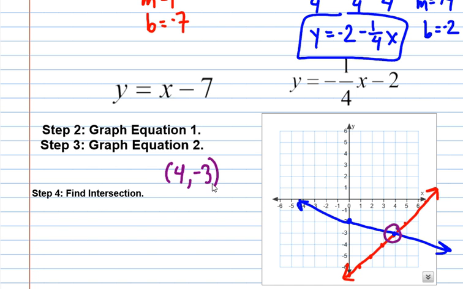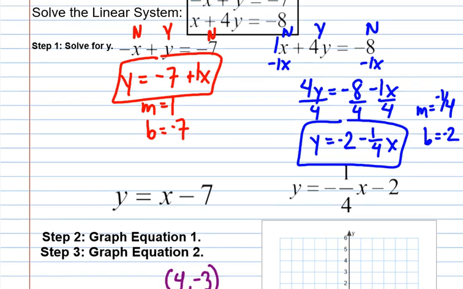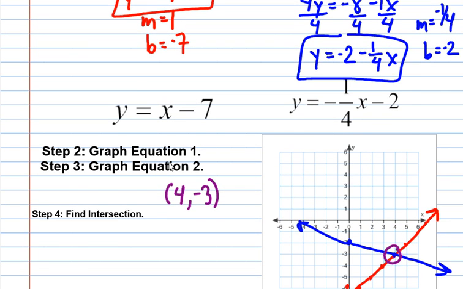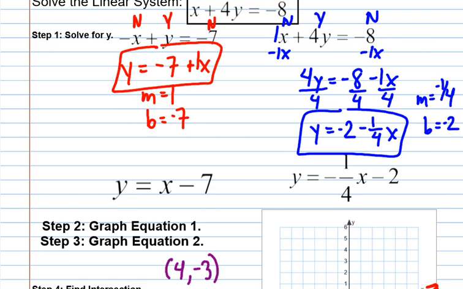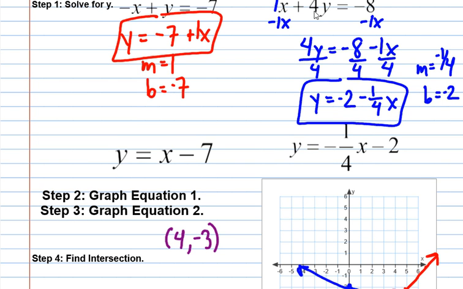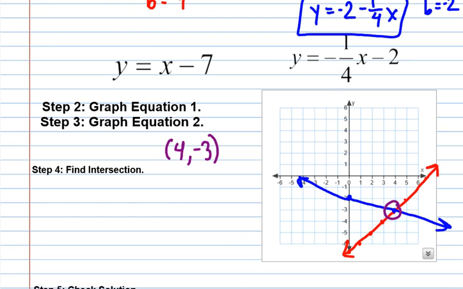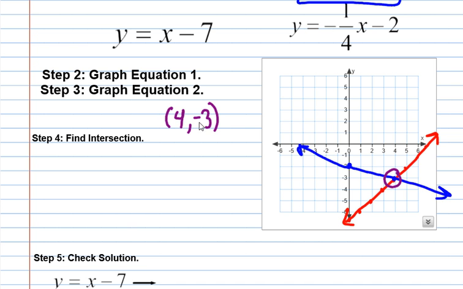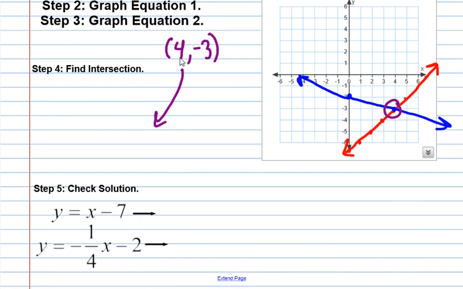Now we need to check our work. If I put 4 in for x and negative 3 in for y in the equations, it should make both of them true. You can either put them into the original equations, or you can put them into the equations where you solve for y. It doesn't matter as long as you solve for y correctly. The intersection's right here, 4, negative 3. Now I'm going to check it. Put 4 in for x, negative 3 in for y.